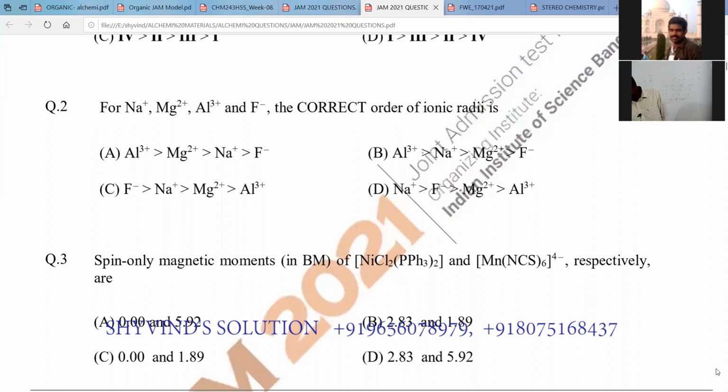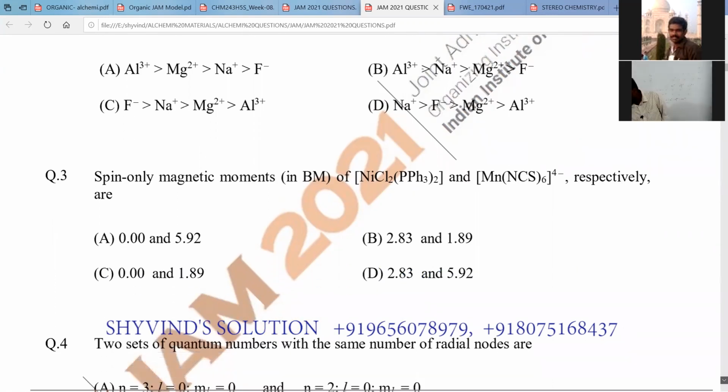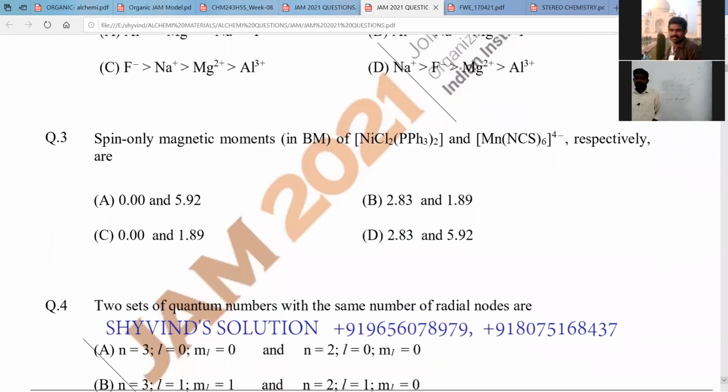This is the question. The question is given like this: the spin-only magnetic moment in BM of NiCl2(PPh3)2 and Mn(NCS)4 4 minus, Mn(NCS)6 4 minus respectively are. This is the question. Now let's see how to solve this problem.